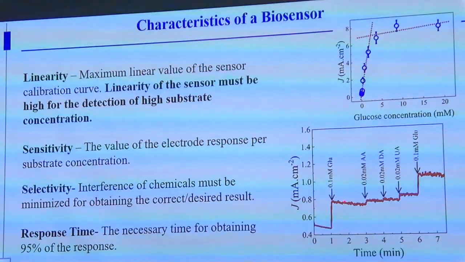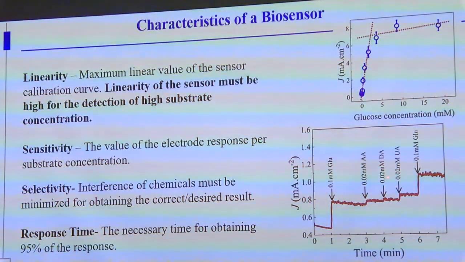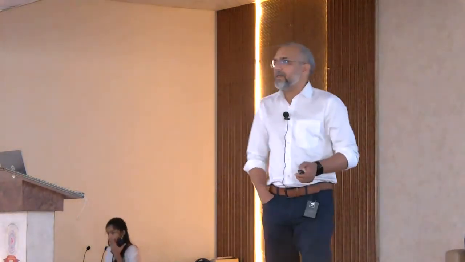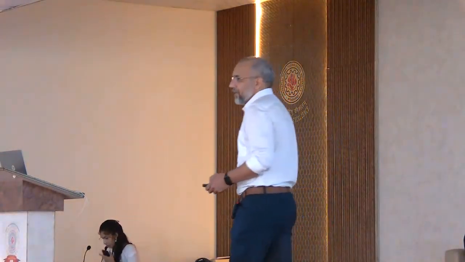For example here, for glucose sensing, these are different interferents, dopamine or uric acid. You see here it will have a very tiny signal, but it's very sensitive to glucose. Response time is the necessary time for obtaining 95% of the response. So it should have a very short response time as well. These are the primary characteristics for a biosensor.